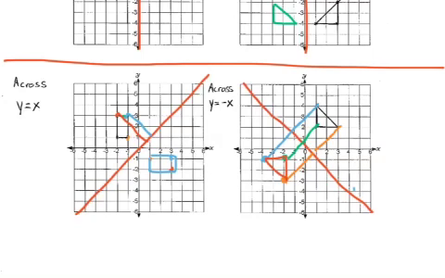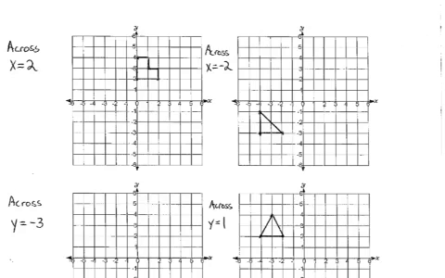Okay, now take a look at the next page. So now, sometimes we don't necessarily go across the y-axis or the x-axis. Sometimes we'll just go across a point along the y-axis or x-axis. So let's take a look at number 1 here. It says, reflect across x equals 2. Well, where is x equals 2? It is right here. So that means I'm going to take my straight edge and draw a line where x equals 2. So now this is my line of reflection right here.